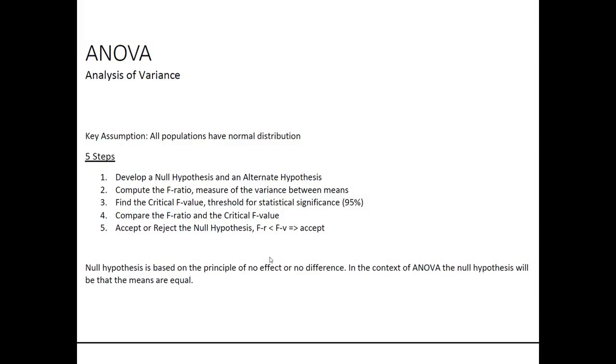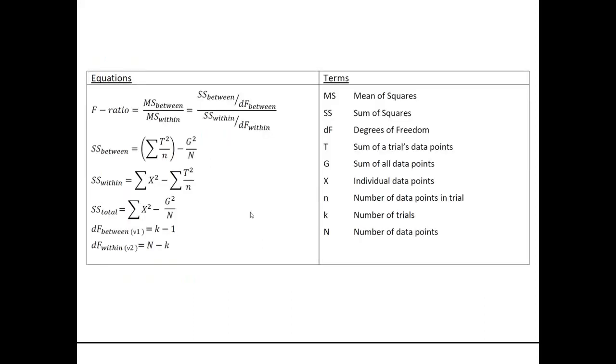And based on that acceptance or rejection, we will also do a post hoc test, which we will talk about later on. The idea is that the null hypothesis, the first step, is based on the principle of no effect or no difference. That means that the null hypothesis will say that the groups are completely the same. So that's step 1.